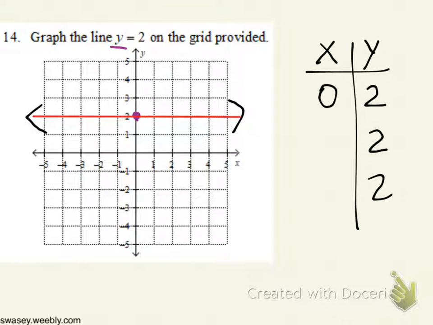And then pick whatever you want for x. Just pick ones that'll be on this grid. So we have (0, 2), (1, 2), and (2, 2). So you can see that horizontal line forming.